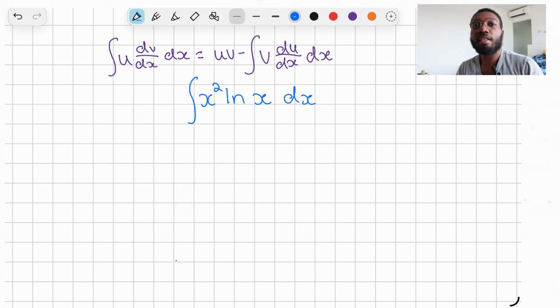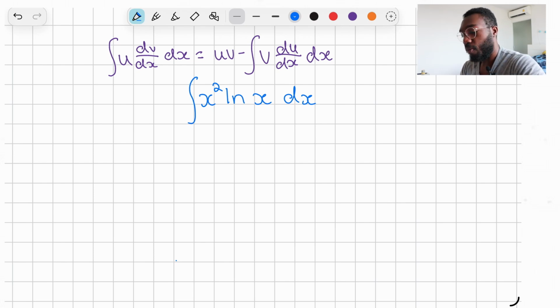So for this question, we need to integrate x squared ln x. Now for this question, while we can make any of the values u and any of them dv over dx, you want to choose the one which is going to be easiest for you to solve. So in this case, while we could have ln x as the dv over dx, integrating ln x will be a bit difficult right now, right? It will be easier if we differentiate ln x.